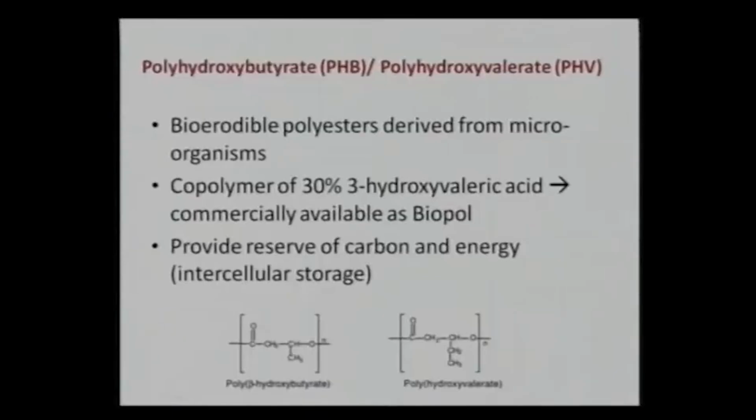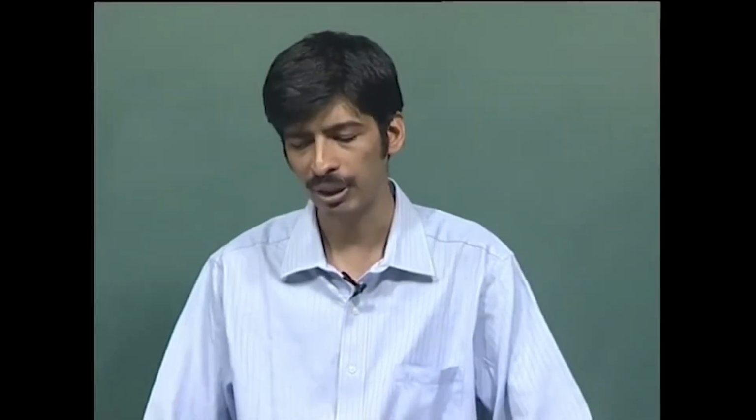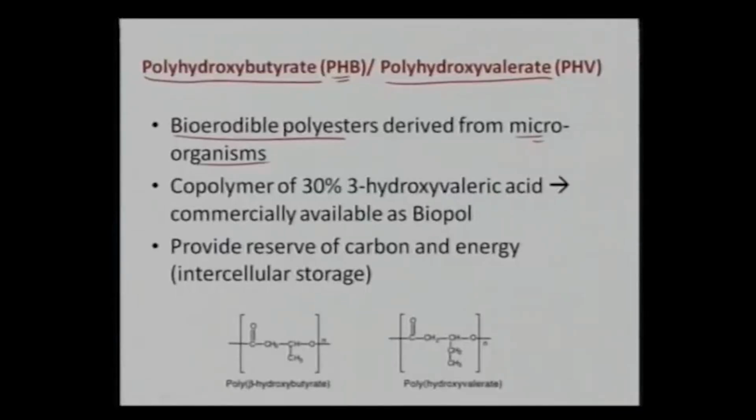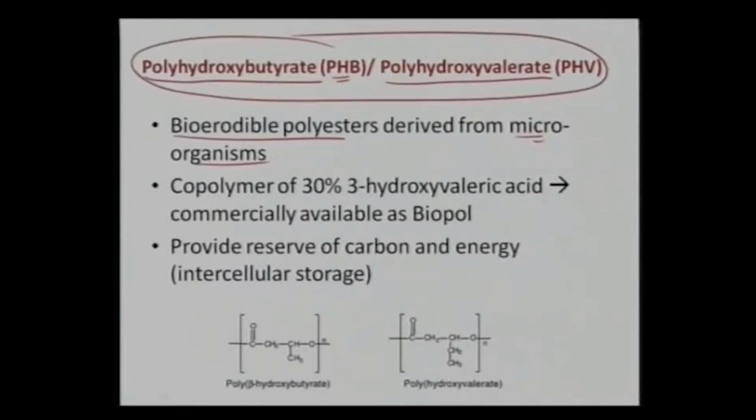And currently there are many polymeric biodegradable materials available. First of all, one is polyhydroxybutyrate, which is also called PHB, or polyhydroxyvalerate. And again these are bioerodible polyesters. It means they are basically being converted from the water insoluble form to the water soluble form after undergoing certain microbial activity, and they are derived from microorganisms. So that is what these polymers are, polyhydroxybutyrate.